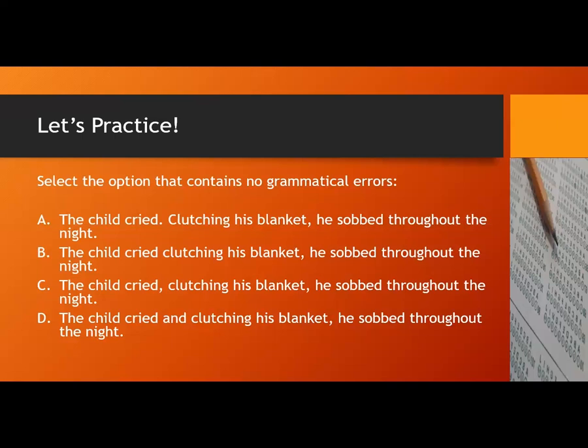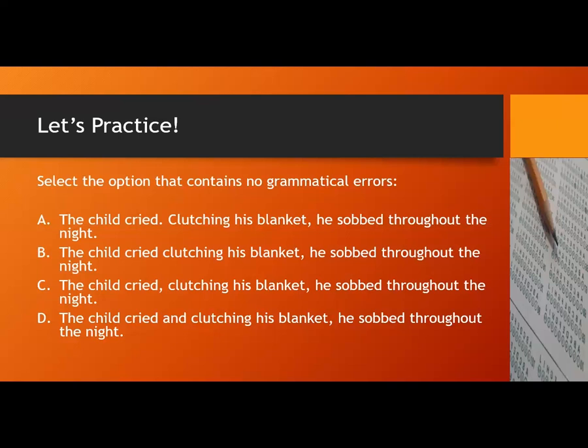So option A has a period after the child cried. That's an independent clause. So far, so good. Next, clutching his blanket, he sobbed throughout the night. That's an independent clause, and there's a comma after the introductory element, period at the end. No grammar errors that I noticed right off the bat. This option looks promising.